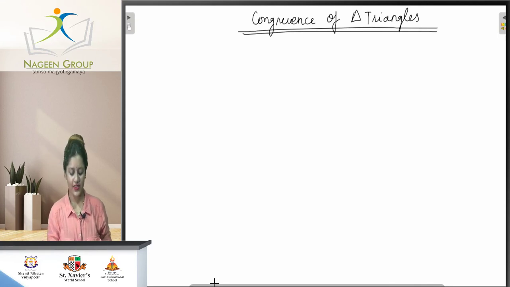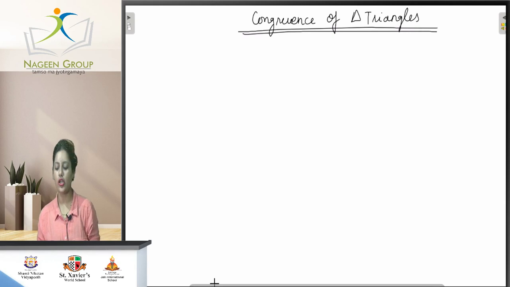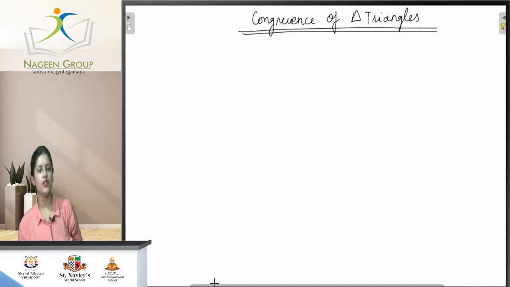Hello everyone. Today we have the second class of chapter 7, that is triangles. In this class we are going to learn about the congruence of a triangle. The heading is also shown on your screen. In this class we mainly study the very basic and theoretical part of the congruence of a triangle. Next, our class is based on the criteria for the congruence of triangles.